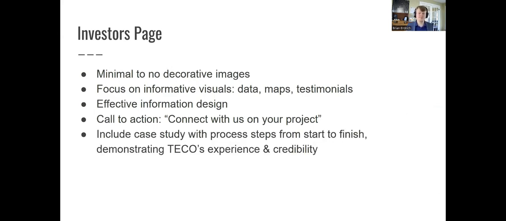We've also had many requests for you to include a case study with process steps from start to finish that demonstrate TECO's experience and credibility. It doesn't necessarily need to give every single detail of an institution's private information. But a step-by-step process, this is what we're going to do, will really add to your credibility and give them confidence in what you're about to do.